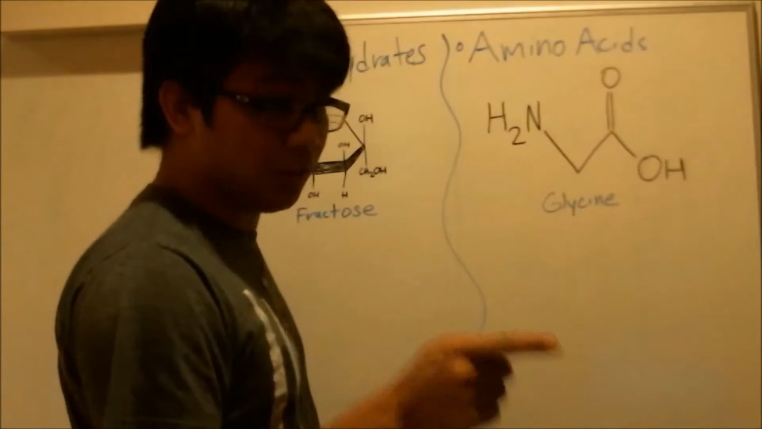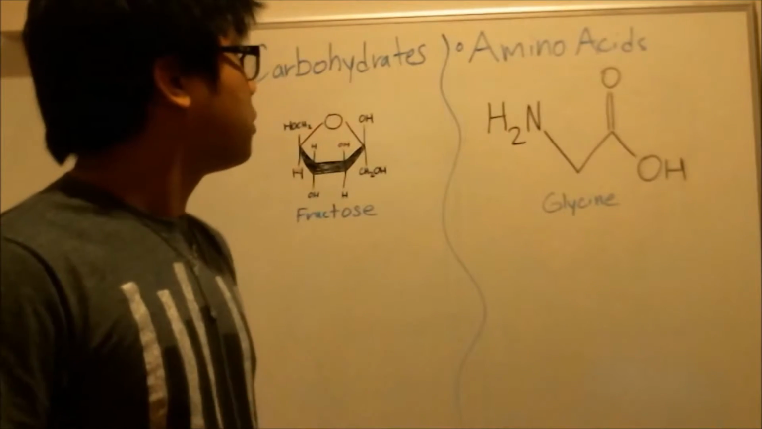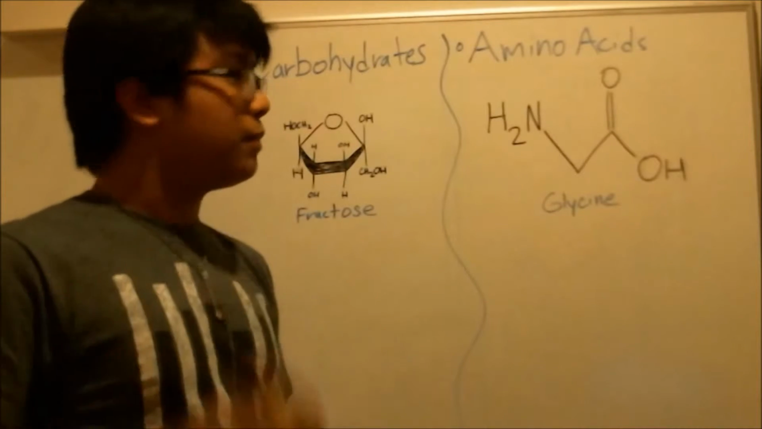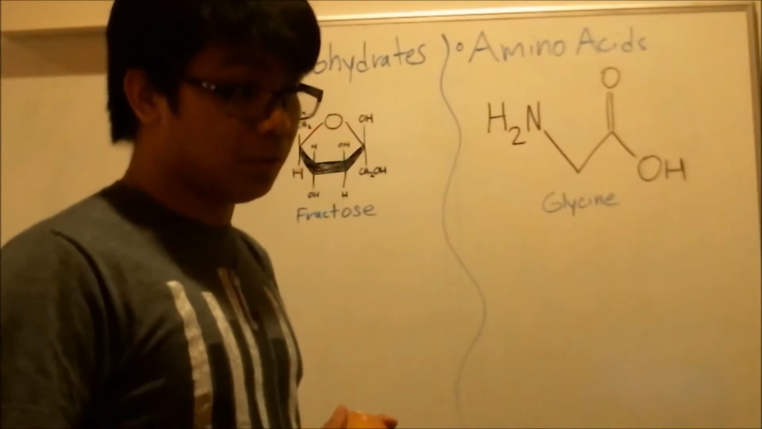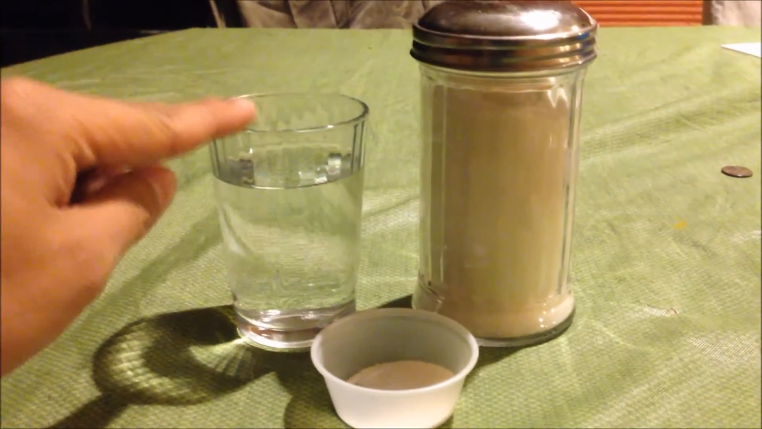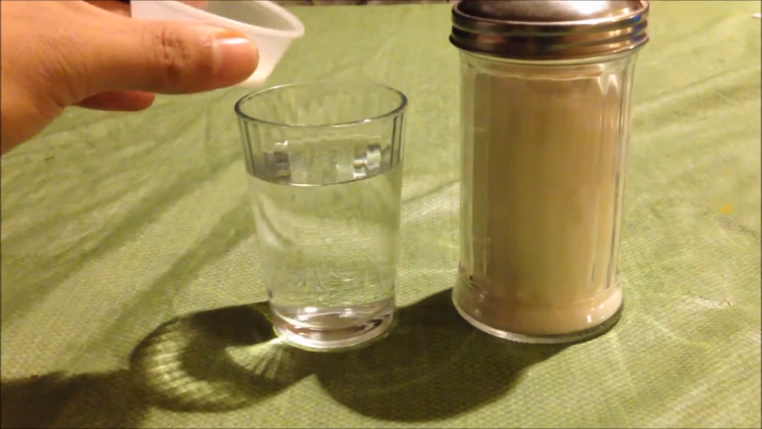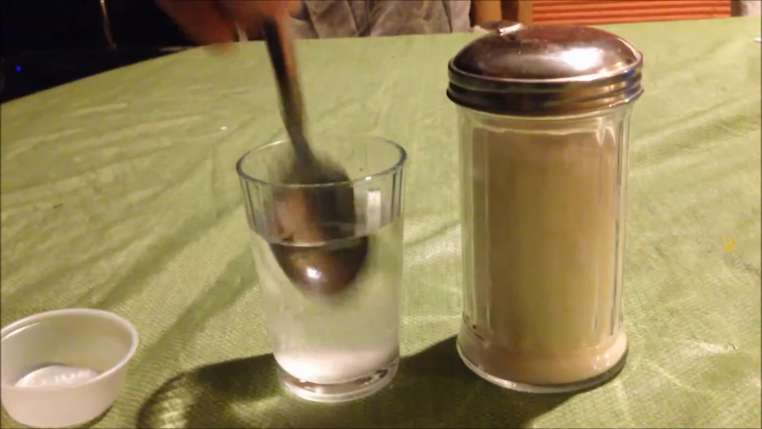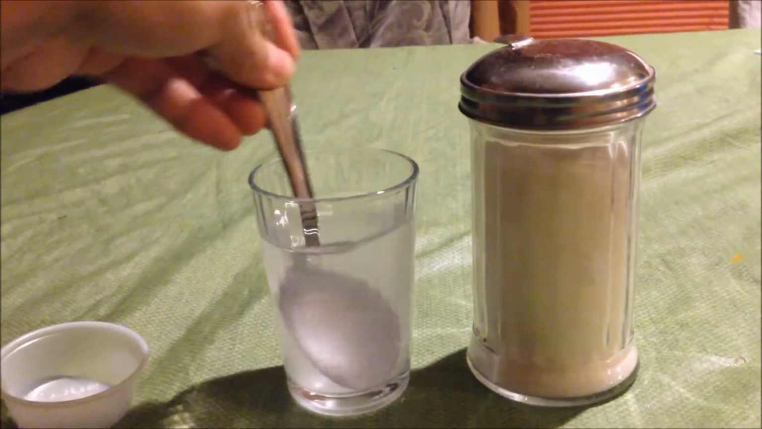With science, Jimmy. Anyway, the topic at hand, hydrophilic compounds include carbohydrates like fructose, which is in this apple, and amino acids like glycine, which is in people like you, Billy. Wow. Here we have water and simple table sugar, which is also known as sucrose. And as you can see, when we add them together, the sugar is hydrophilic because it is dissolving within the water.